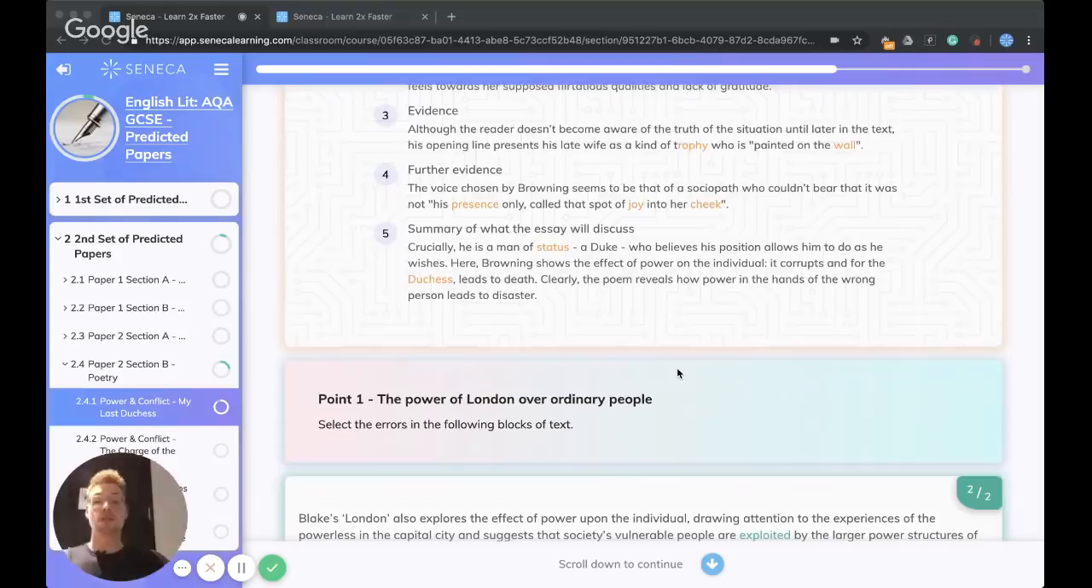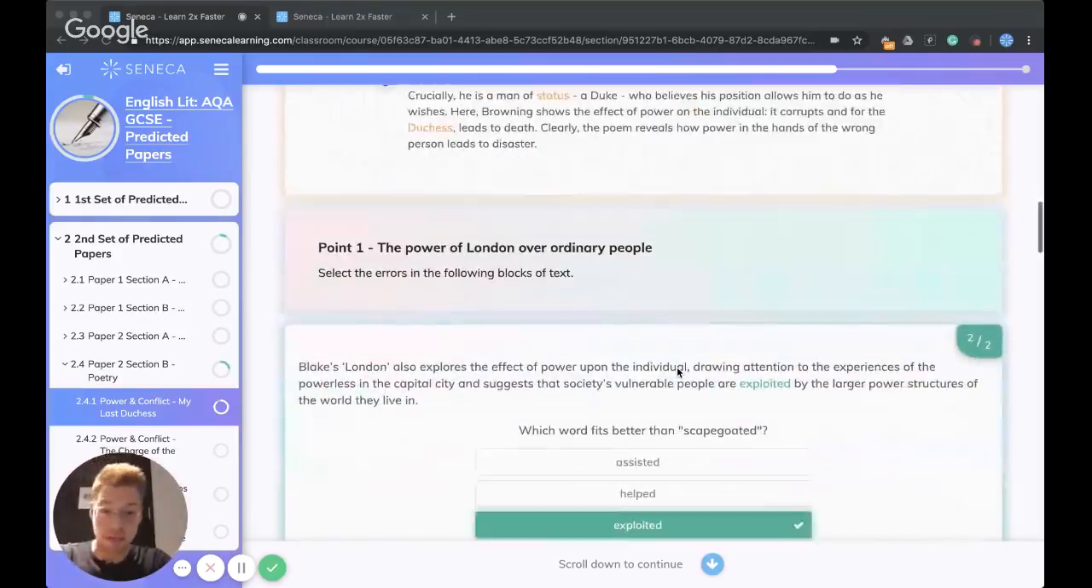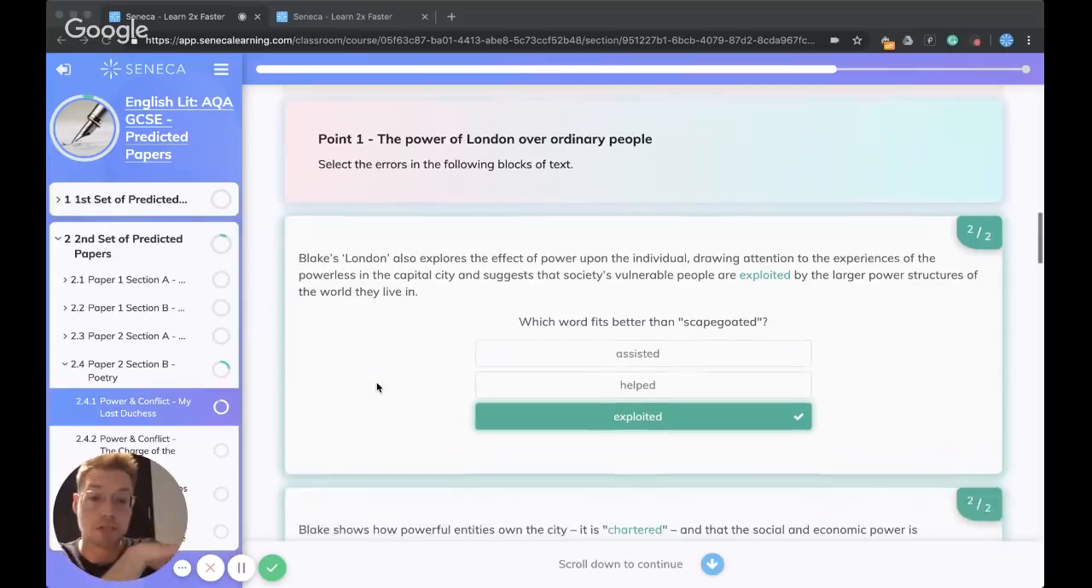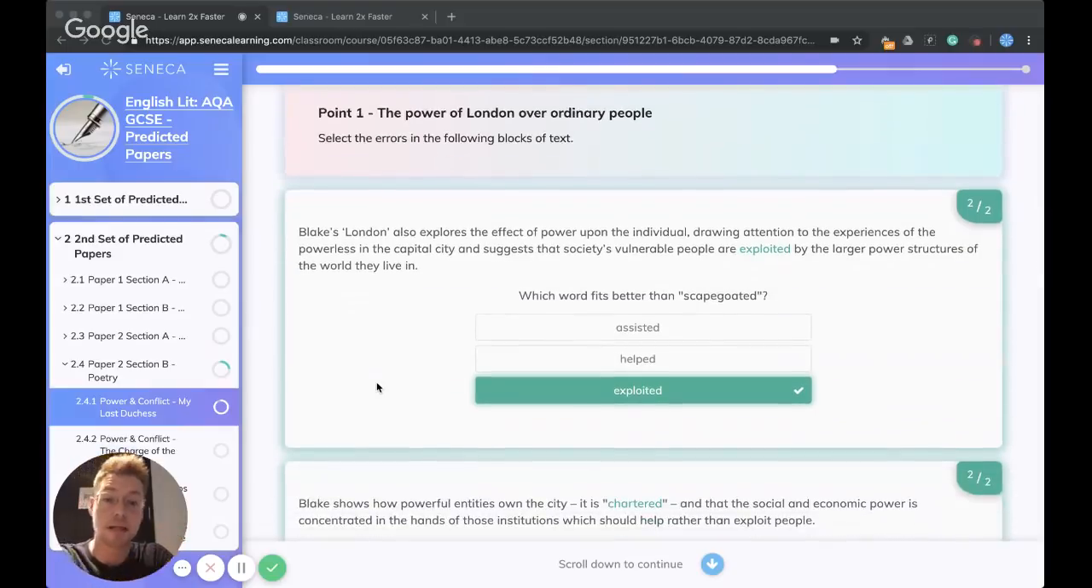Okay, so then you're going to want to think of your points. So Blake's London also explores... So we want to link it to the other poem. Remember, this is a comparative essay, so you need to compare both poems. So Blake's London also explores the effects of power on the individual, drawing attention to the experiences of the powerless in the capital, and suggests that society's vulnerable people are exploited by the larger power structures of the world they live in.